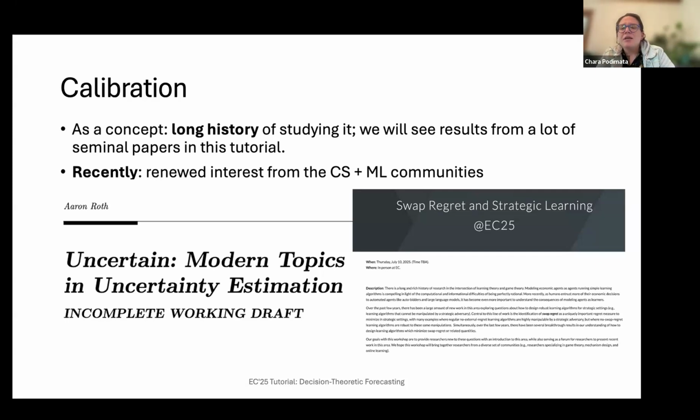Now, I understand that nothing in this title shouts calibration to you, but as it's going to be obvious very soon, swap regret and strategic learning are actually very related to calibration. And I think both Eric and Kunhe are going to allude to this relationship. So I wanted to bring this to your attention and encourage you to both look out for Aaron Roth's notes, but also attend this other workshop.